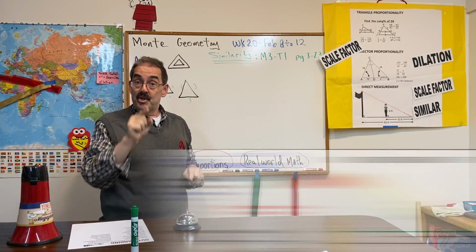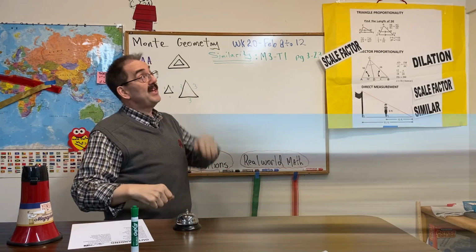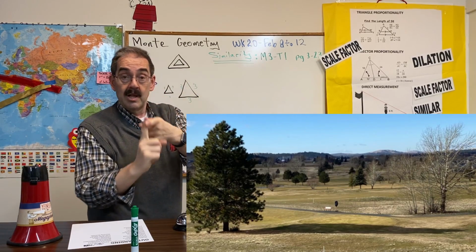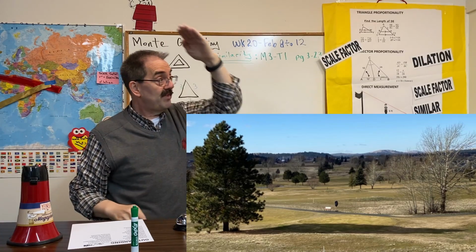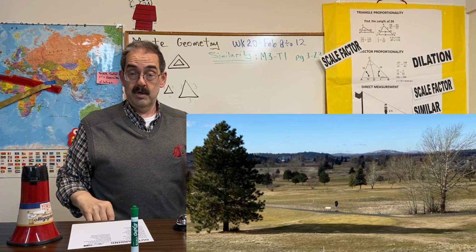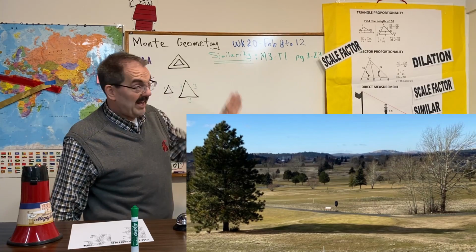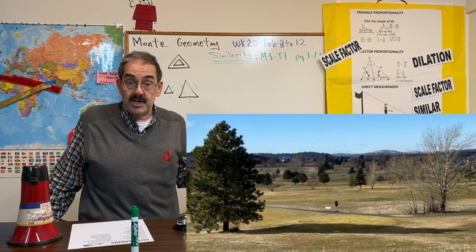So, to help with the real world math, I'm going to challenge you to go outside and find something tall. The flagpole, the roof of your house, a basketball hoop, something that casts a shadow. In a second, we're going to head outside because there's this big tree outside, and it's casting a shadow because the sun is shining.